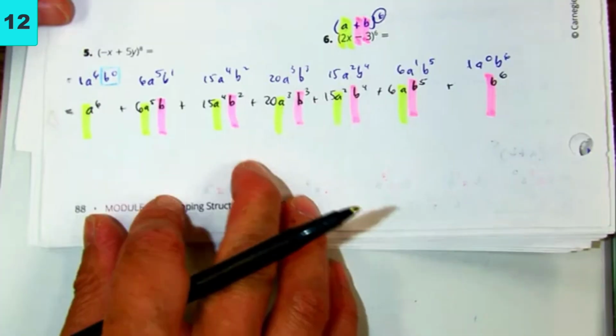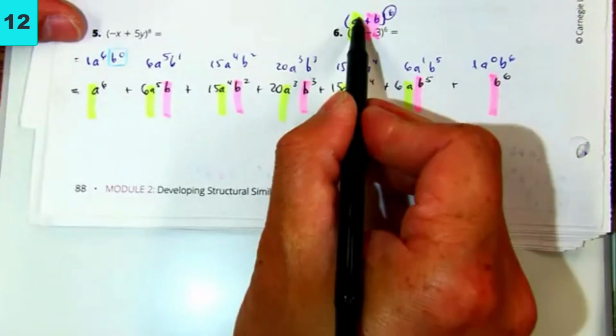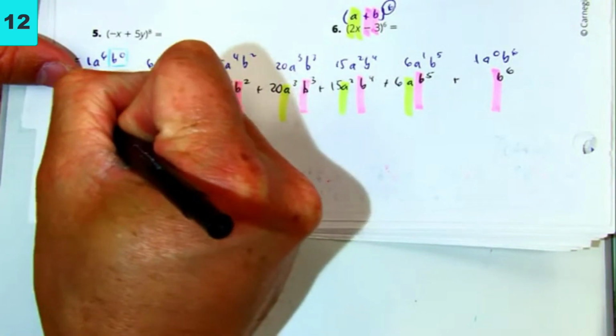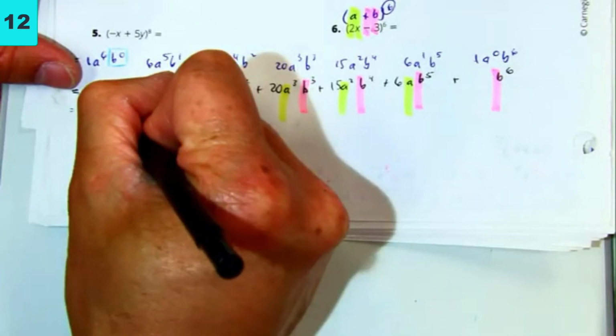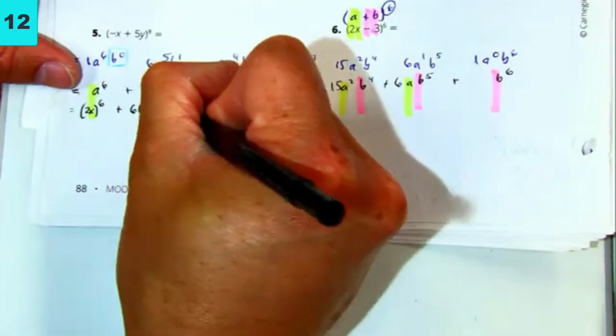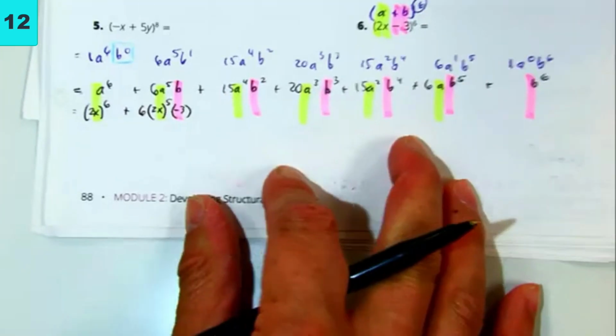Watch as I write this, or do it with me. A is equal to 2x, so I'm going to put in parentheses 2x to the 6th power plus 6 times 2x to the 5th power times negative 3. Zoom in.